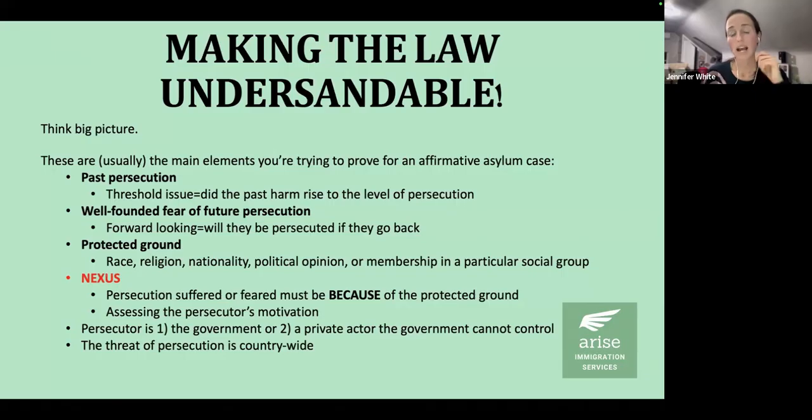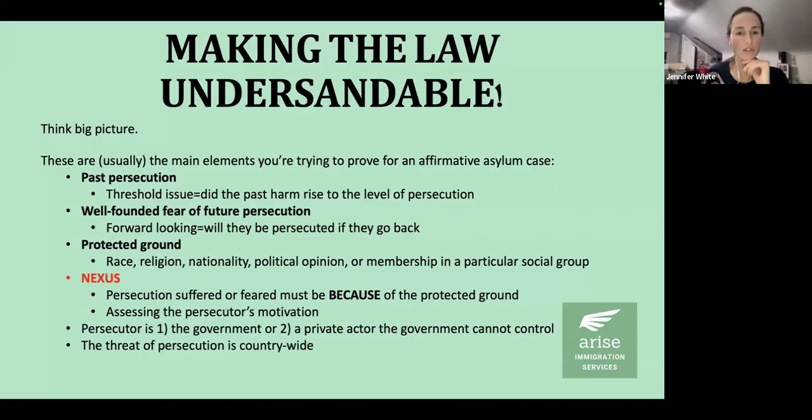And then nexus. I highlighted nexus in red because for the most part, practically when you're working up a case, nexus is the most important element. Nexus means the "because": why was the persecution inflicted, or why is the person afraid of it in the future? So it's the nexus to the protected ground.